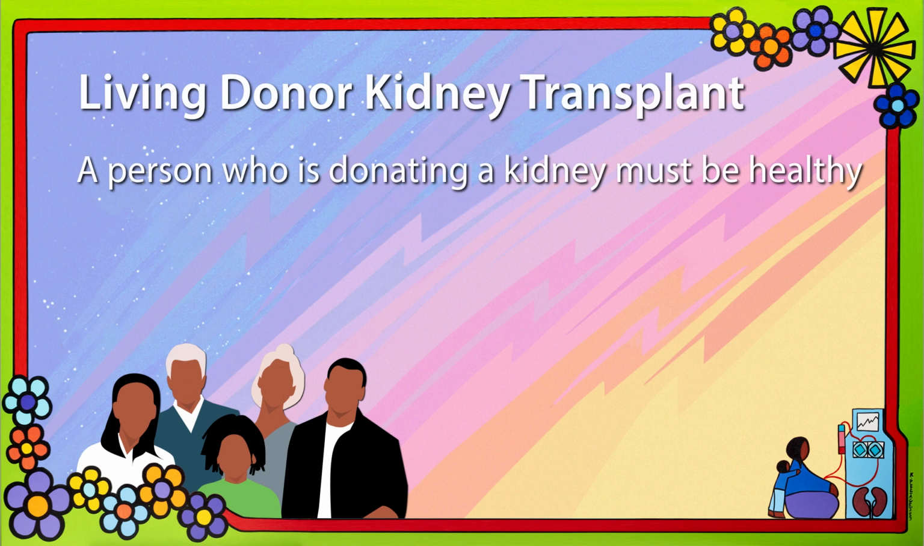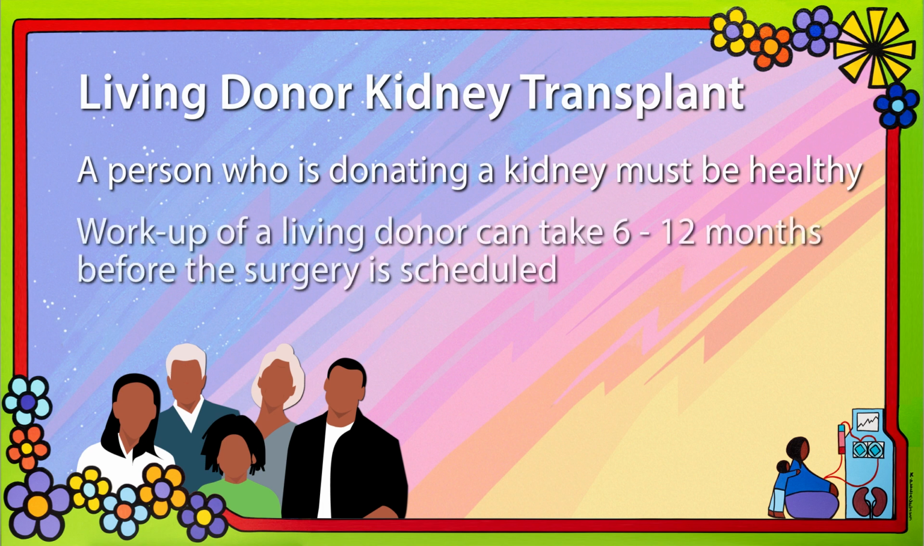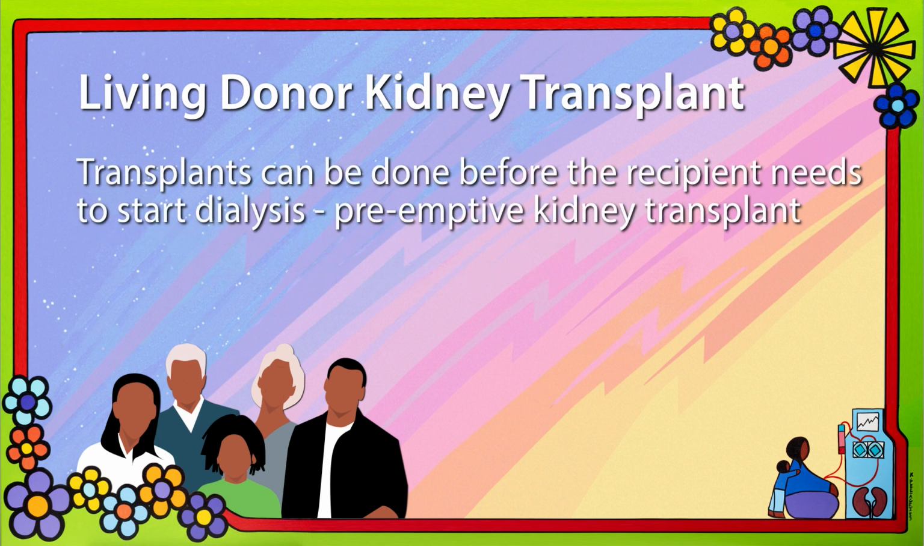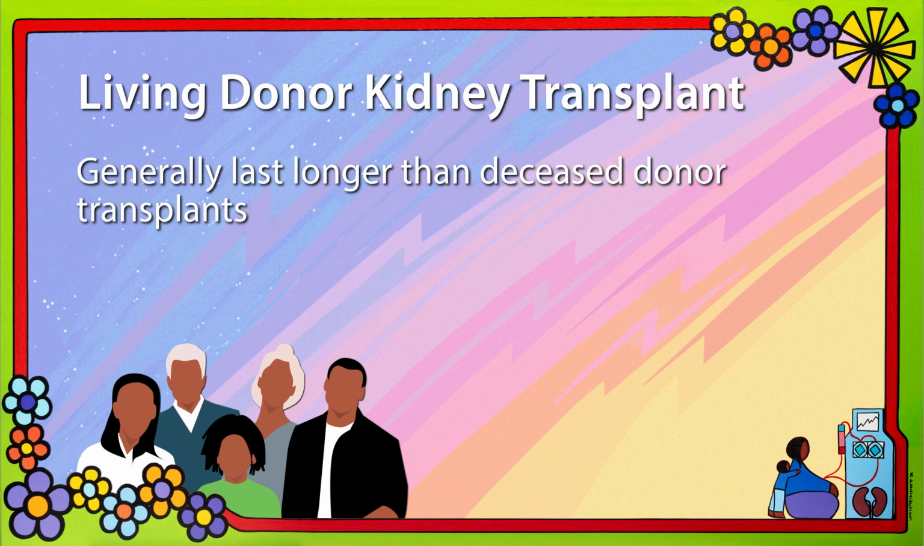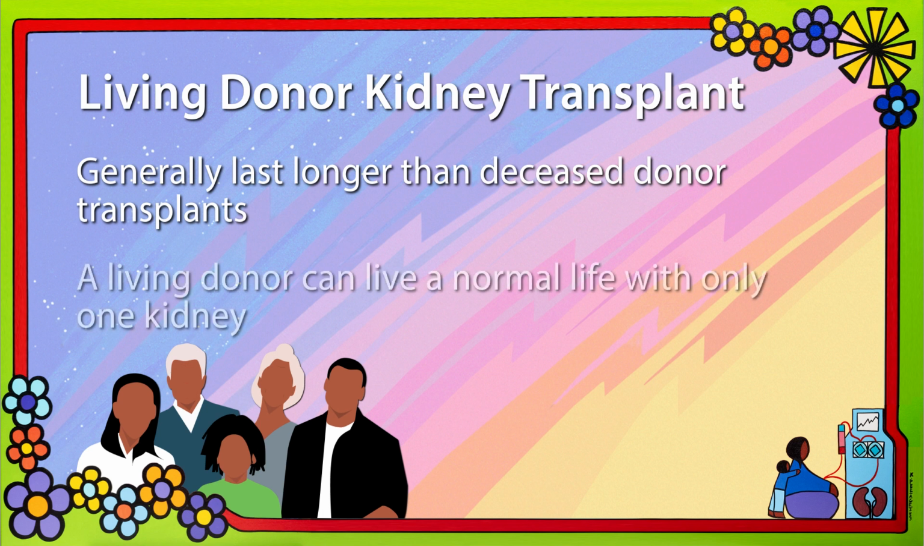A person who is donating a kidney must be healthy. The workup to be a living donor can take 6 to 12 months before kidney transplant surgery is scheduled. Living donor kidney transplants can be done before a person needs to start dialysis for kidney failure. This is called a preemptive transplant. A living donor transplant is best because the transplant can be scheduled at a time convenient to the donor and the recipient, the person getting the transplant. Living donor transplants generally last longer than deceased donor transplants. A living donor can live a normal life with only one kidney.